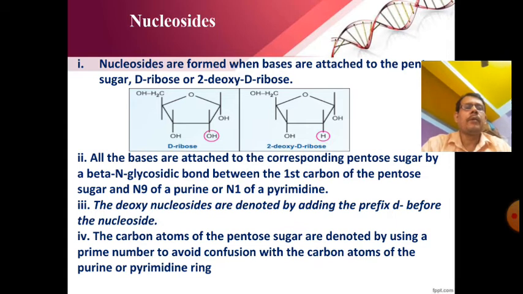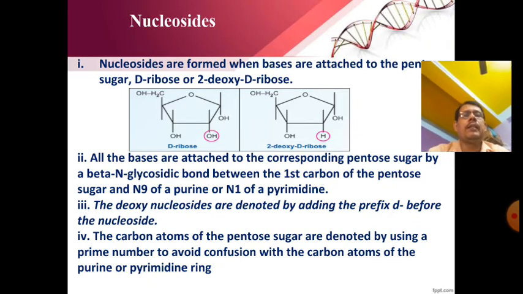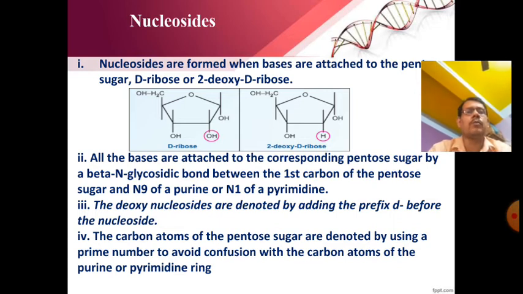All are the same: base, sugar and phosphate. The only difference in the sugar is ribose in the case of RNA, and deoxyribose here in DNA. Another point is that all the bases are attached to the corresponding pentose sugar by the beta-N-glycosidic linkage. We know that when the sugar part binds with the bases, it is called the glycosidic linkage. Here, the sugar part binds with the first carbon of the pentose sugar, at N9 of the purine bases and N1 in the pyrimidine bases.